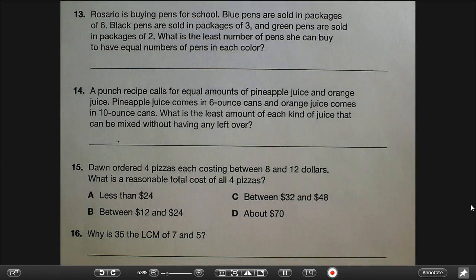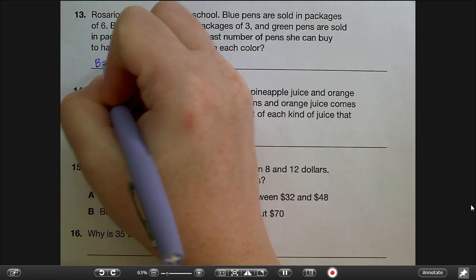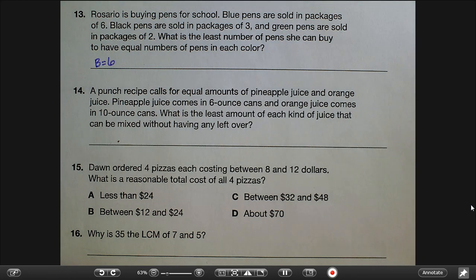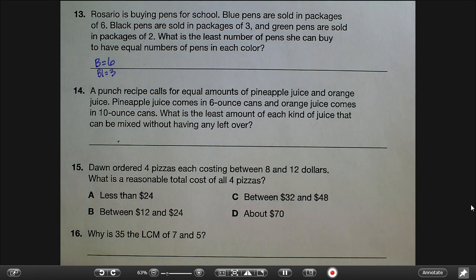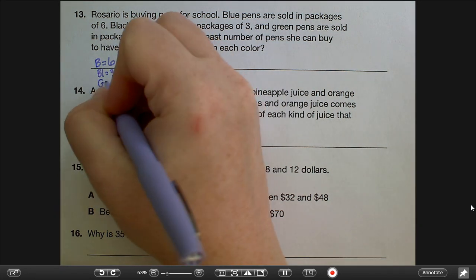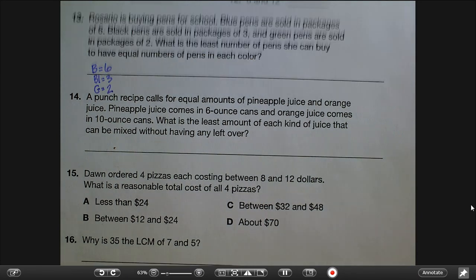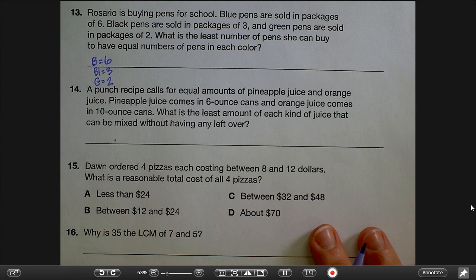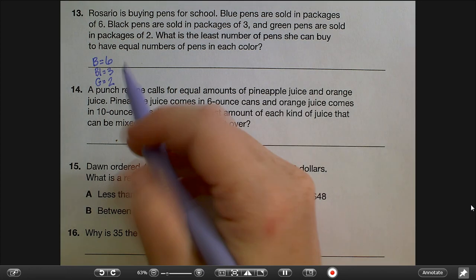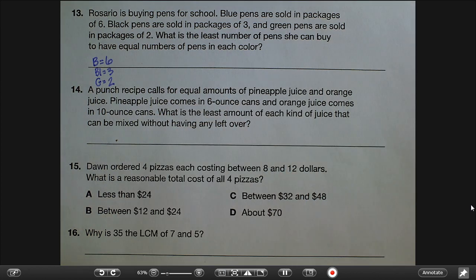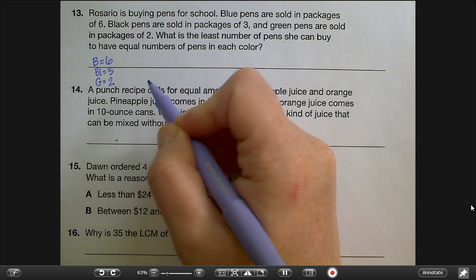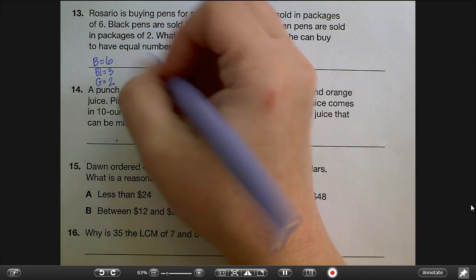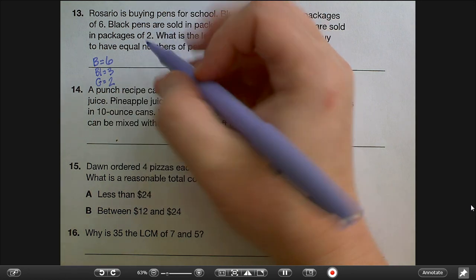Okay, so blue pens are sold in packages of 6. Blue equals 6. Black is 3. And green is 2. So I already know that the smallest number of pens I could have in each color would be 6 because that's the highest number in any given package. Let's use our least common multiples to figure out how much we could have of each color.